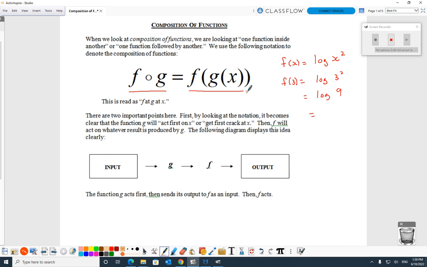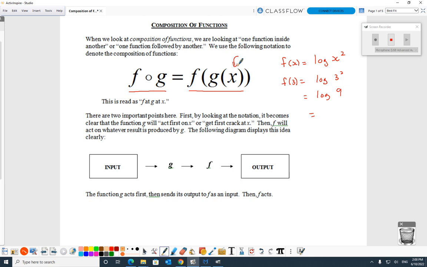There are 2 important points here. First, by looking at the notation, it becomes clear that g will act first on x. That is, if I sub x in there, g is going to work on it first and do its operation, just like in the log x squared question. The x squared operated first, even though it wasn't the first one written. It was the second function written, but it's the first one that gets to act on x. And then f will act after that, so g acts first.